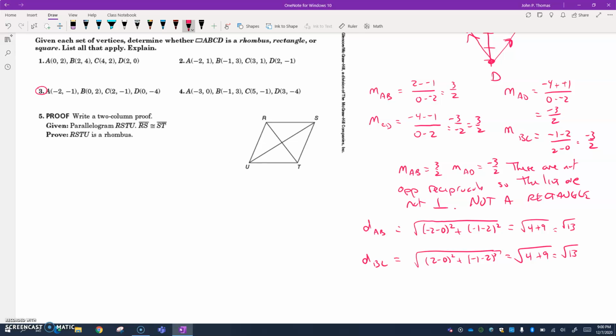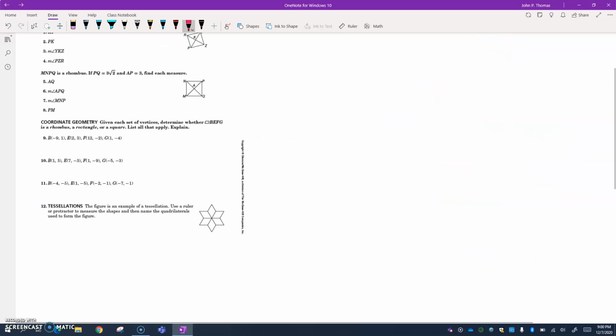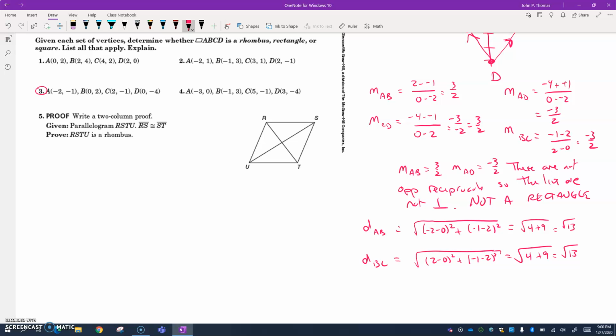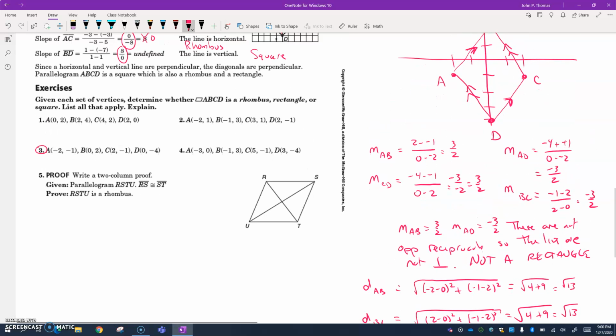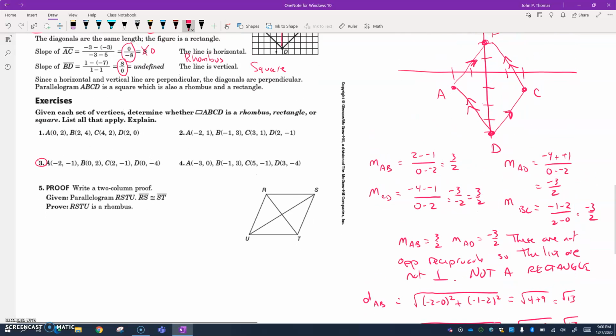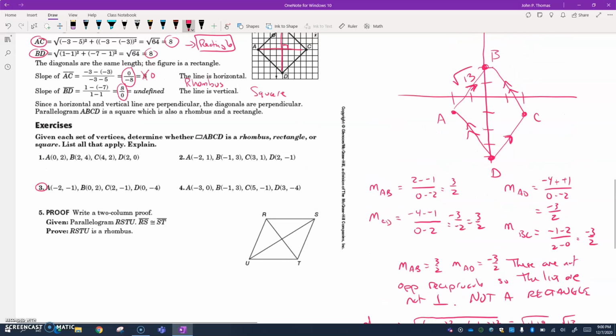Now I've got a pair of consecutive sides that are congruent. If I have a pair of opposite sides that are both parallel and congruent, because again, we just got that AB is root 13, and we got that BC is root 13, so we have two consecutive sides in a parallelogram that are congruent.